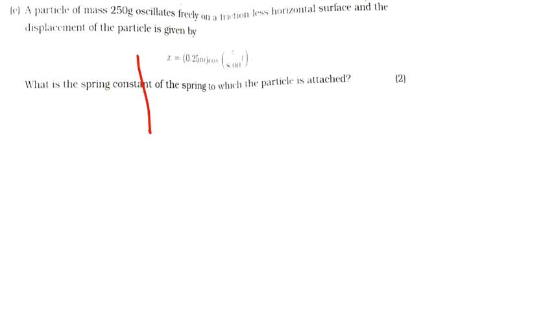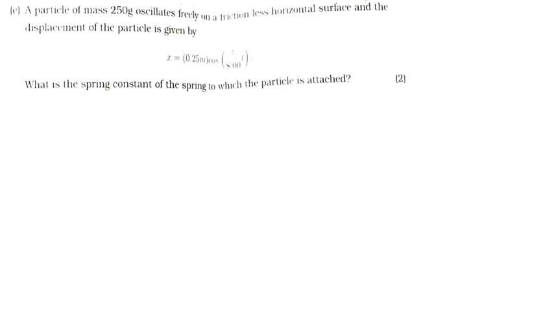So the question here is saying a particle of mass 250 grams oscillates freely on a frictionless horizontal surface, and displacement of the particle is given by this formula here. And this question came exactly, the function, it was just exactly as the one we are solving. The one we are solving, I think it came in 2021. Yeah, 2021, 2022, somewhere there, but it should be 2021. So this is for 2023. The question was, what is the spring constant of the spring to which the particle is attached?